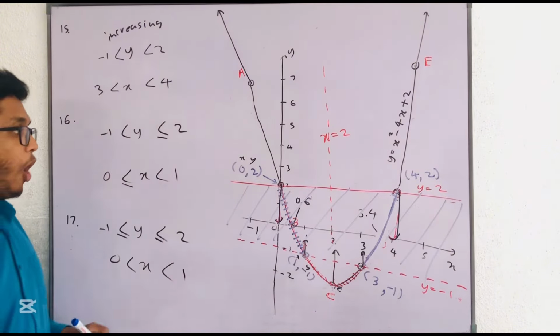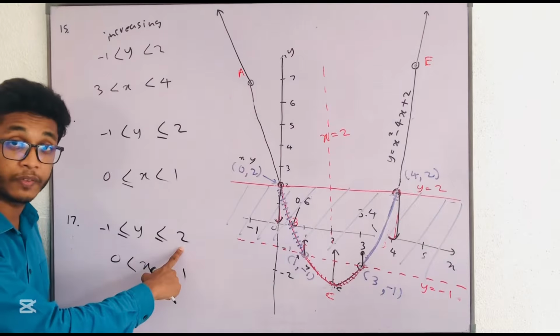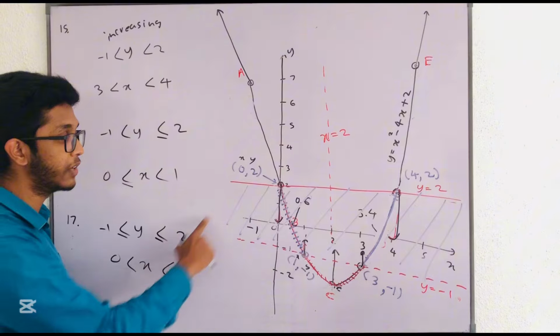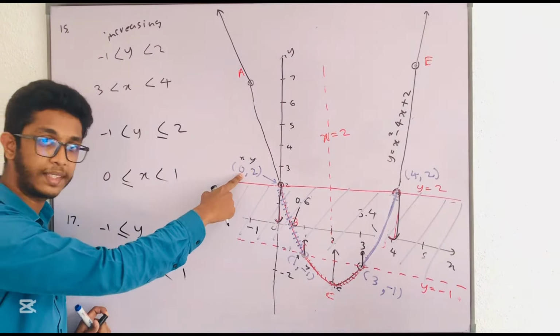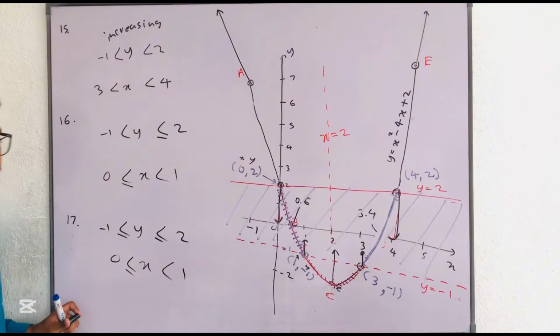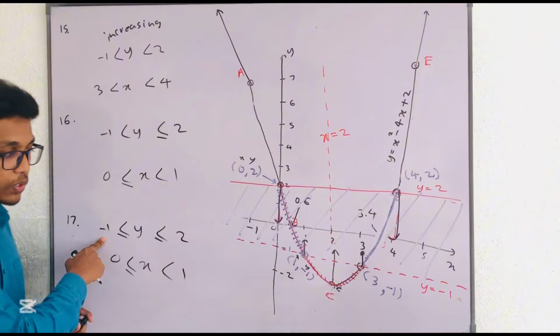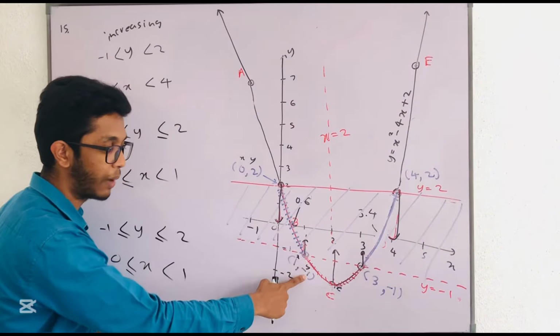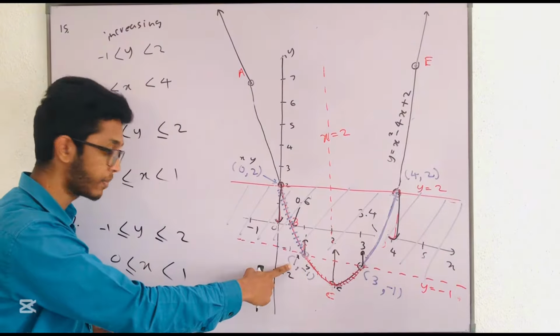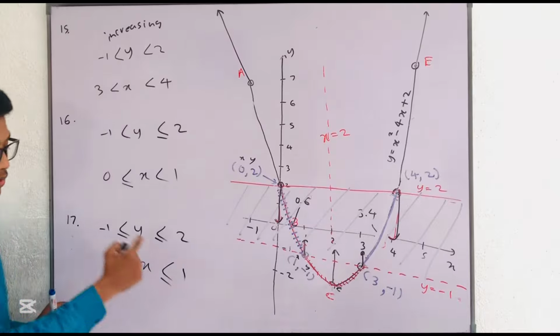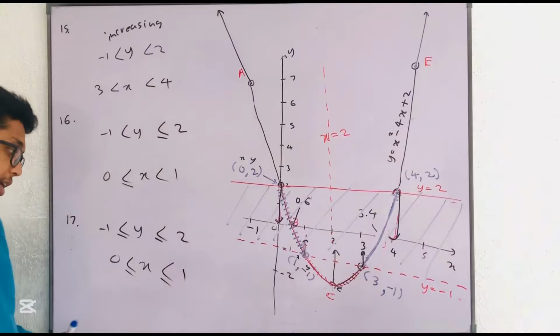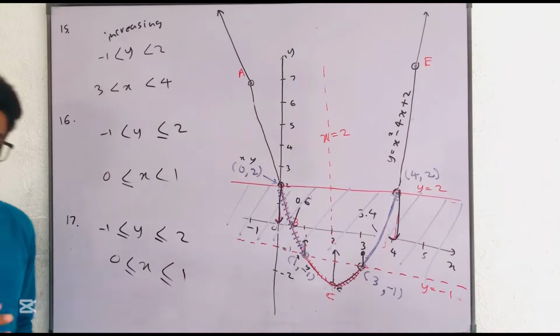And here they have given y can be equal to 2. So when y can be equal to 2, x can also be 0. So because of that I am marking the equal mark here. And they have given y can be equal to -1 also. So when y is equal to -1, x can also be 1. So because of that, here also I have to put the equal mark. So this is the answer for question number 17.